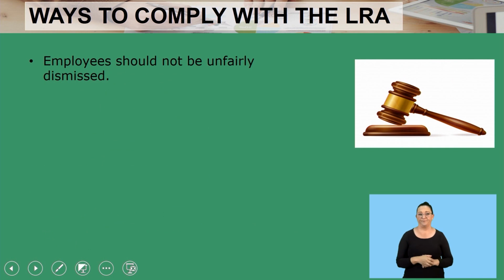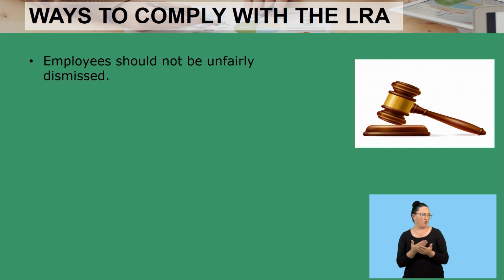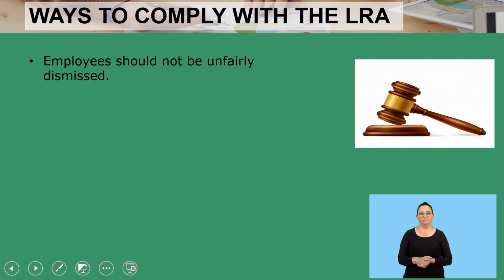Now we're going to the ways to comply with the Labor Relations Act. How can we comply? How can we do as the Act says or requires from us as a business? What must we do? Employees should not be unfairly dismissed. So before you can dismiss a person, make sure that you've got good grounds to stand on. Make sure that you followed the Labor Relations Act. Make sure that you followed all the protocols. So employees should not be unfairly dismissed. Remember, they also have rights.